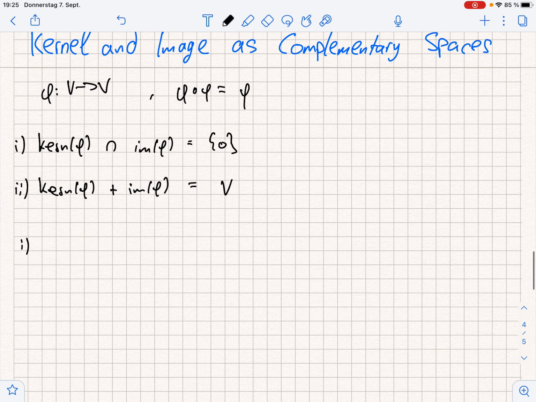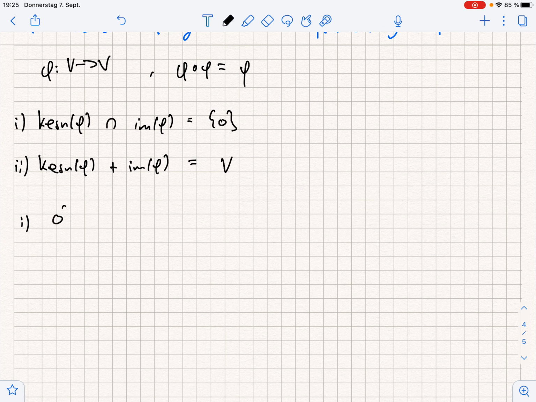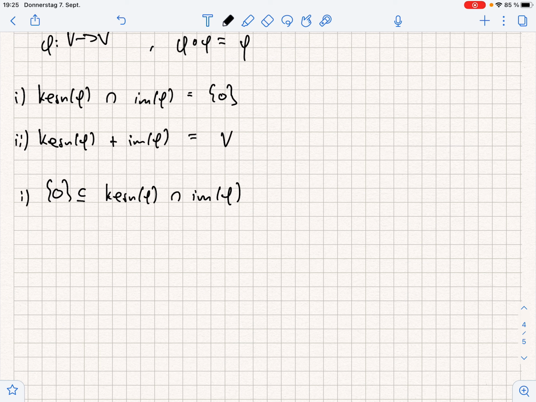Proofs of this kind always follow the same pattern, if you like. What we have to prove first is that the null space is contained in the intersection of kernel and image, and this obviously is true because for linear functions phi we know that the zero is mapped onto the zero, right? So the zero is within the kernel as phi of 0 is equal to 0, and recall that the kernel is simply the set of v in V such that phi of v is equal to 0.